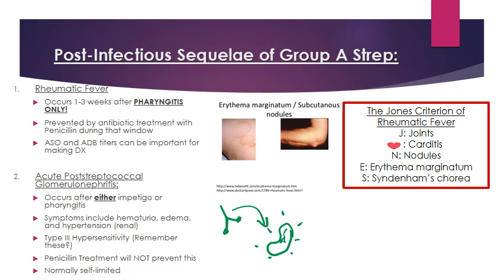On the plus side, this is typically a self-limited situation. It can be a little severe while it's going on, but we can provide supportive care. On the bad side, we can't really avoid it like we could with rheumatic fever. Penicillin treatment won't prevent this one.